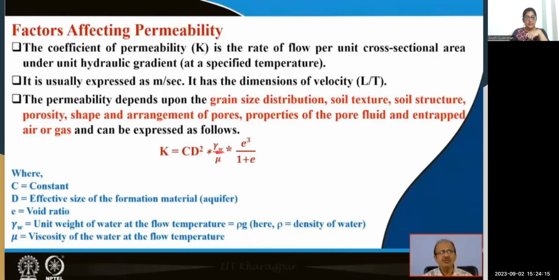Now, here there's a constant C. The constant C is depicting various features like the grain size distribution, the soil texture, the structure of the soil, porosity, the shape and arrangement of the pores, the property of the fluid that is passing, and if there is any gas or air trapped in the soil, then all these are represented by this constant C. So it is dependent on the effective size, that is the size of the grain particles of the aquifer material, the unit weight of water, which is actually the property of the fluid, as well as the properties of the pore spaces.